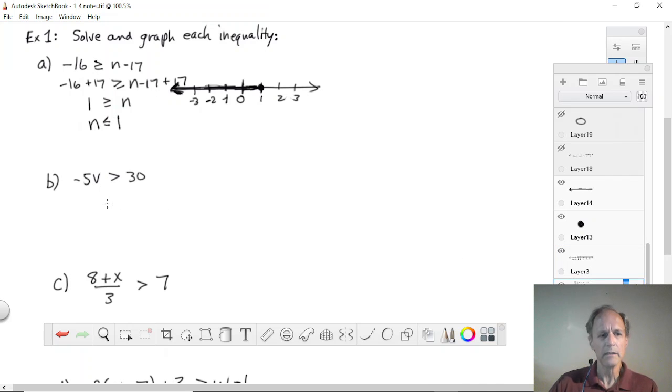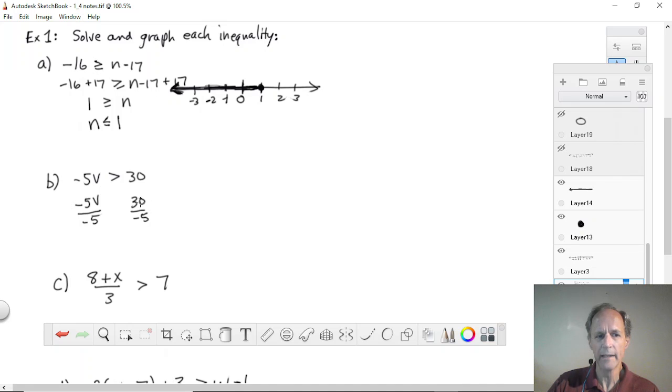So we want to get v by itself. So we say we're going to divide both sides by -5, just like we would for an equation. But we have an extra step we have to do. When you multiply or divide by a negative number, you have to reverse the sign, so the symbol, that is. So it's greater than, and we're going to reverse it to less than when we divide by -5. So we take -5v and 30, divide them both by -5.